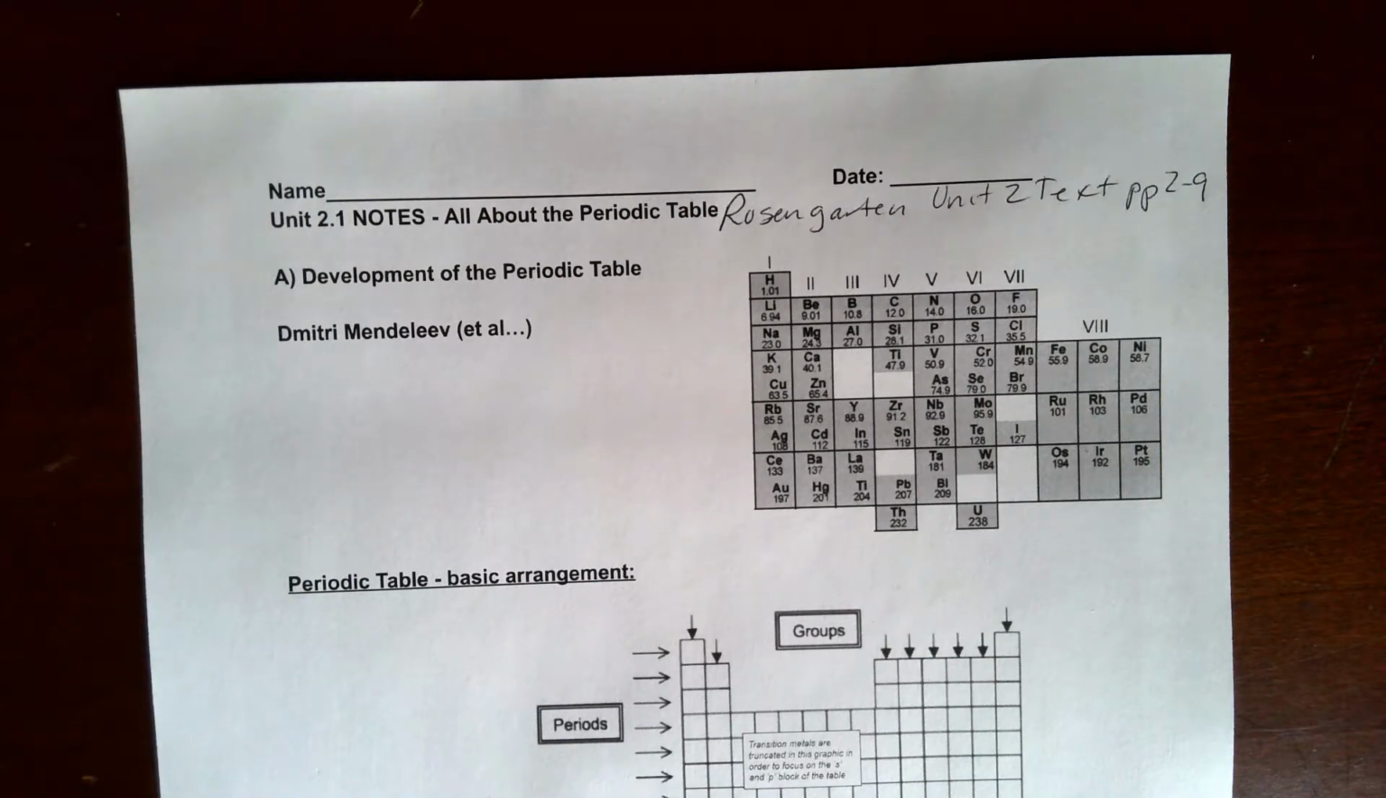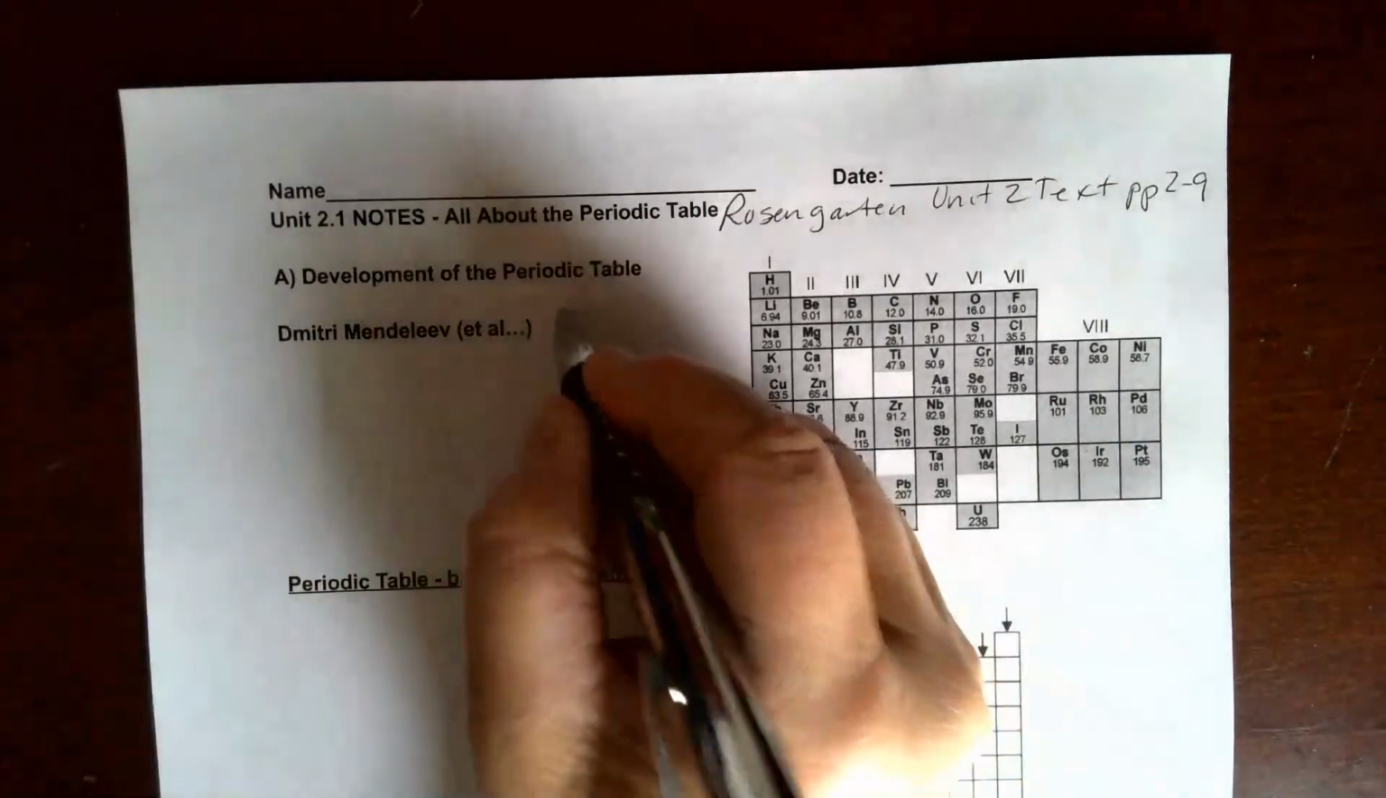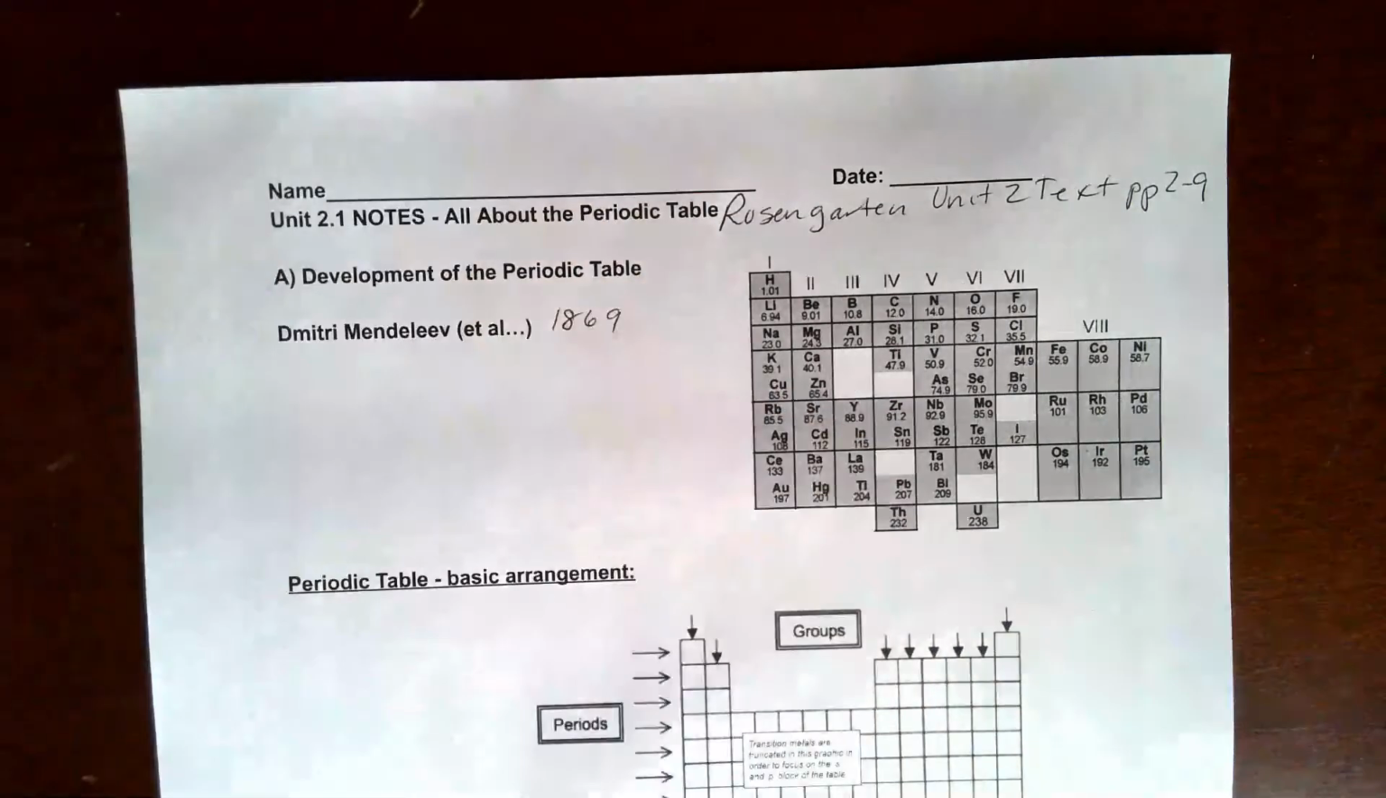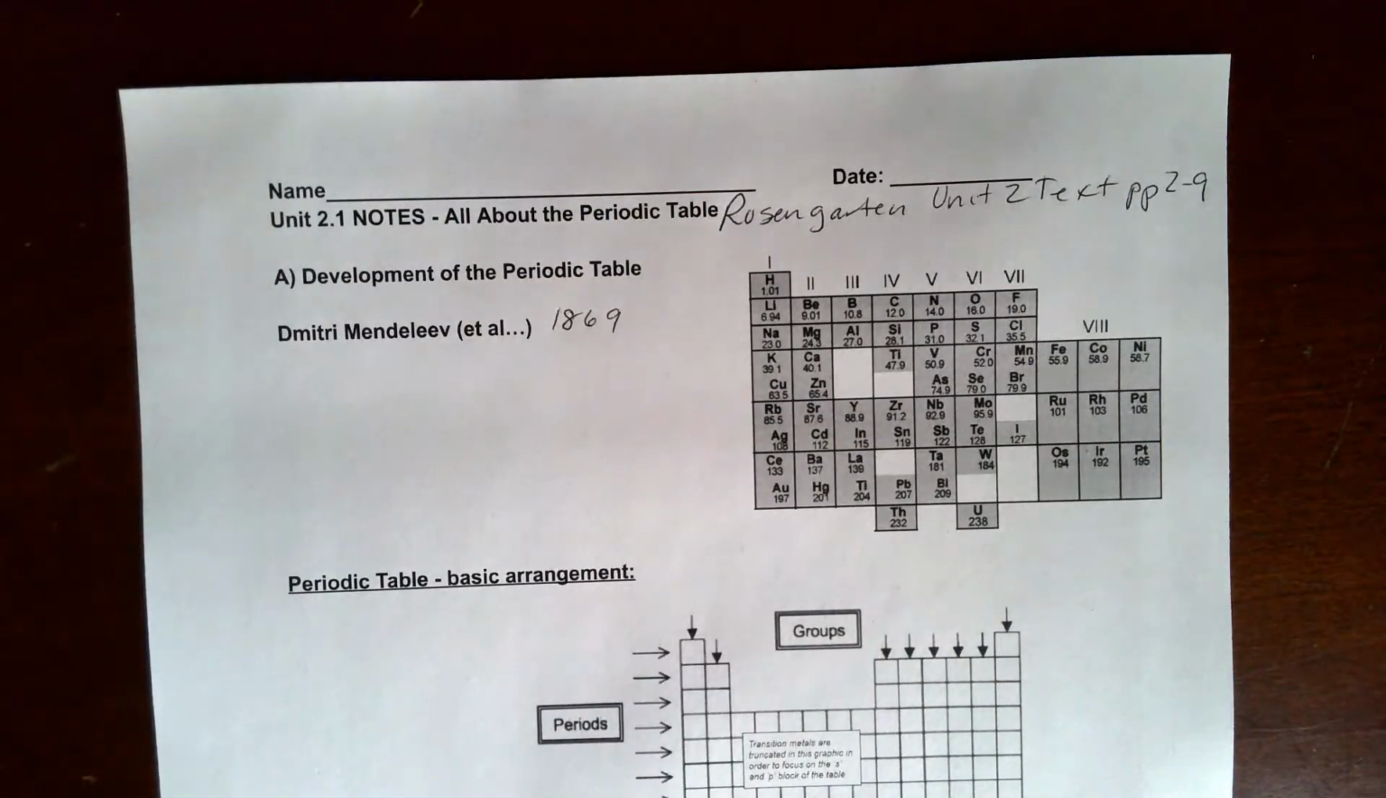Now, the original periodic table is generally credited to Dmitri Mendeleev. There are others who were working on this at the same time, but it was in the 1860s that Mendeleev published his work, and what sets him apart from the other people who were also doing this work will be mentioned here in just a moment.